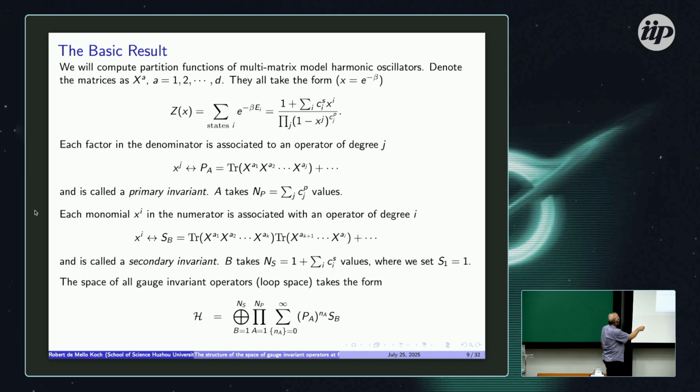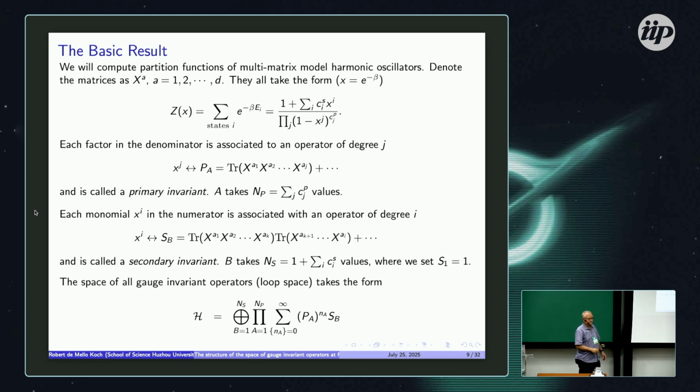So I've got j x's multiplied inside this trace. If you prefer to think of a daggers, think of a daggers. You'll see later why it's fine to think of x or a dagger. Each term in the numerator also corresponds to a generator, but these are the generators that we use exactly once. And a monomial x to the i, again, is degree i, but the terms in the numerator can have an arbitrarily complicated trace structure. So the space of gauge invariants takes the form shown at the bottom of the slide.